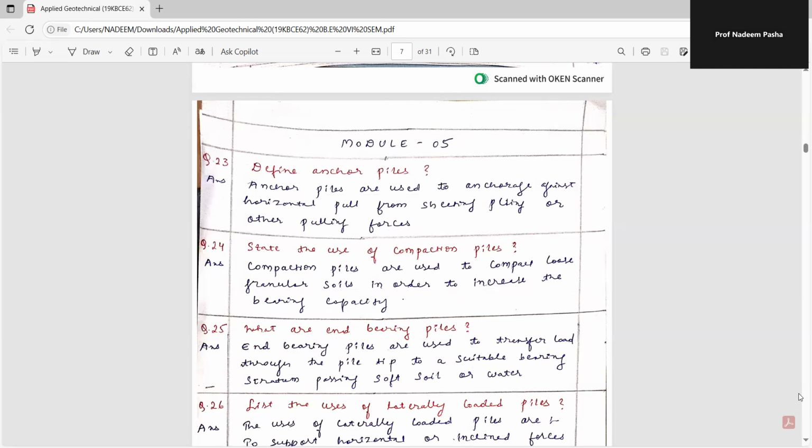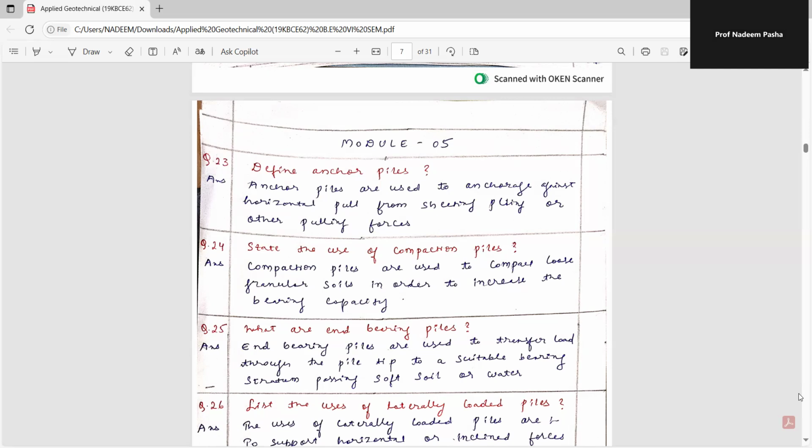What do you mean by anchor piles? Anchor piles are used to resist horizontal pull from sheeting, flying or other pulling forces. What are the uses of compaction piles? Compaction piles are used to compact loose granular soil in order to increase the bearing capacity.